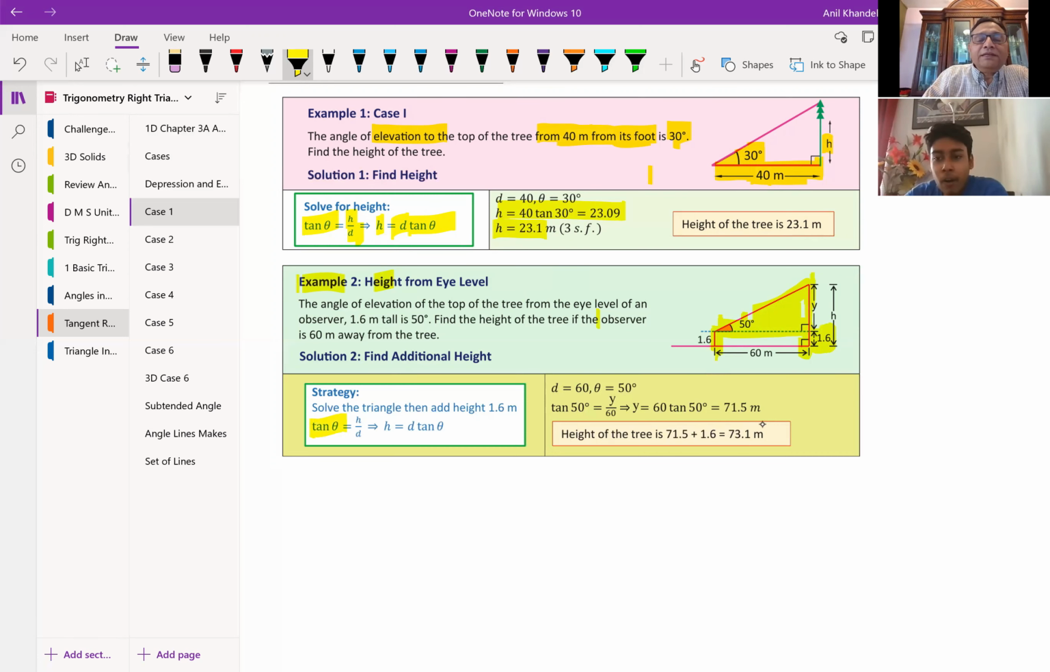So again, tan theta is h over d. In this case, h is y plus 1.6. Is that okay? Yes, sir. If you look into the smaller triangle, where y is the height of the smaller triangle, in that case, tan of 50 is y over 60. So y is 71.5 as calculated here. To that, we will have to add the eye level height and get the final answer. So that is how it is slightly tricky, but basically the same concept. Is this clear to you? Yes, sir.